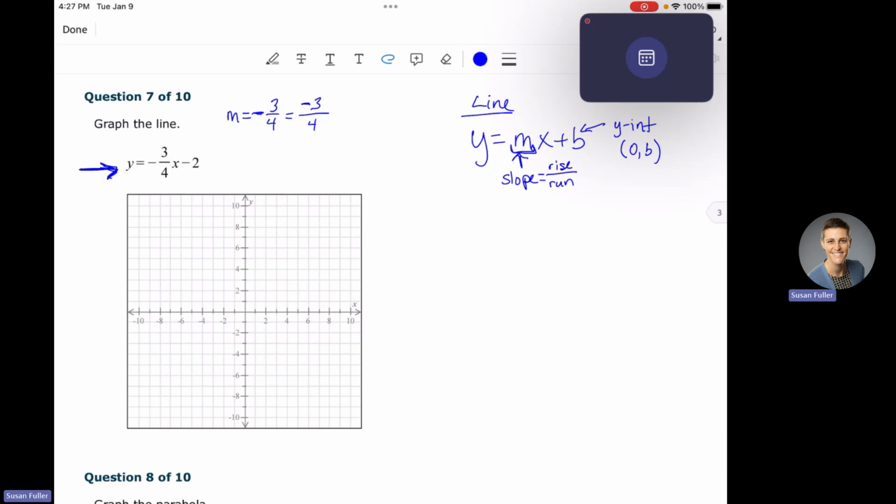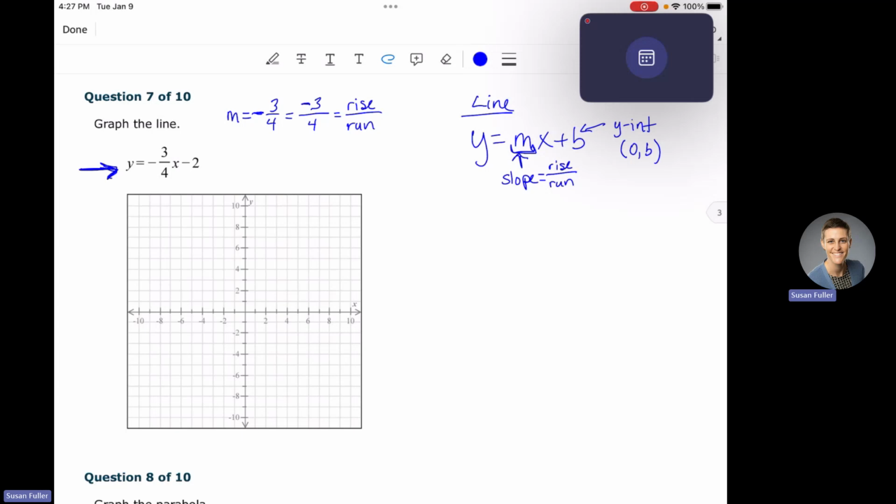Positive run, you run to the right. Negative run, you run to the left. Positive rise, you go up. Negative rise, you go down. Hopefully that makes sense. So again, we put the negative on the top here, so that is our rise, and the +4 is our run. We'll figure out what to do with that in a sec.